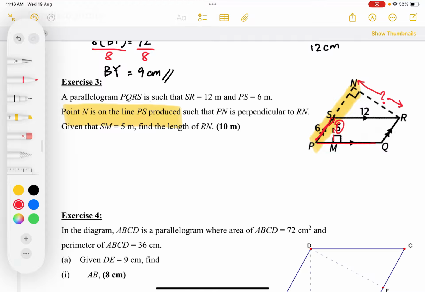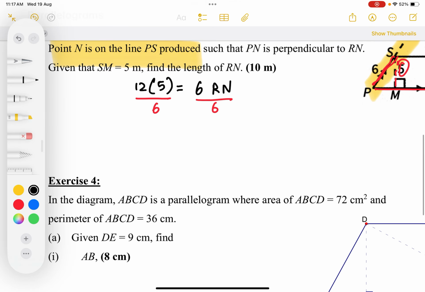Let's put that all together. Area of the parallelogram, we've got 12 multiplied by 5. This has to be equal to our other base, which is PS. So that gives us 6 multiplied by the corresponding perpendicular height of NR, or we call it RN, same. You have now formed a formula. Our job is to get rid of that 6. So we divide by 6 on both sides, do a quick switch in the places. So RN is now equal to 2 times 5, which gives us 10 meters.